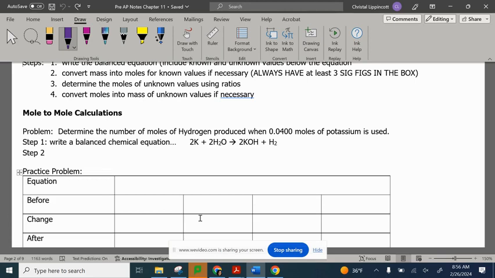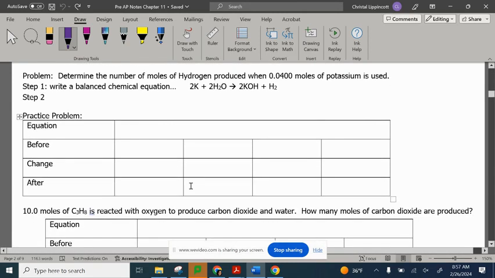Where did I put my pen? There it is. Okay, so only moles in the holes, and I'm going to say that over and over and over again. Then you're going to use your ratios, and we're going to go through that again today. And then if they ask you to turn it back into mass, you're going to do that at the end. So let me take you through some of these.